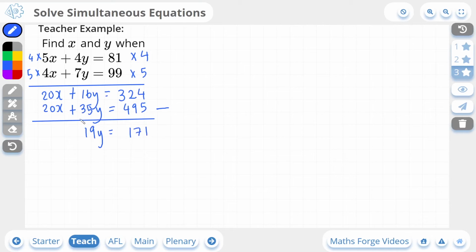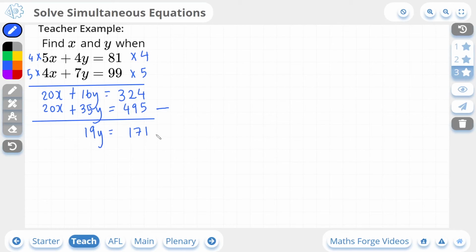And the reason I did the bottom equation take away the top equation is to make sure that I don't end up with any negative numbers. If I did 324 minus 495, I'd end up with a negative number. And it's the same for the y variable. 16 minus 35 will give us a negative number. But because I did bottom take away the top, I ended up with positive values. This doesn't always work, and you just have to observe what you're dealing with and make a decision based on that.